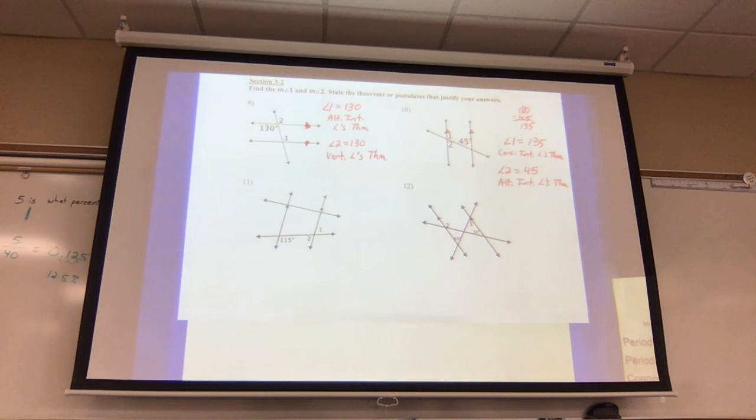So hopefully the naming of the theorem or postulate will be easy. Hopefully those will just match up with the type of angles you have.